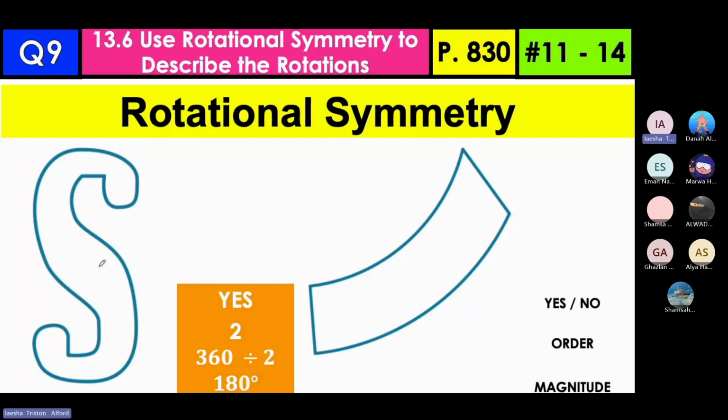Question number 14. Does it have rotational symmetry? No. The order for that one would be 1, and the magnitude would be 360. So no rotational symmetry.